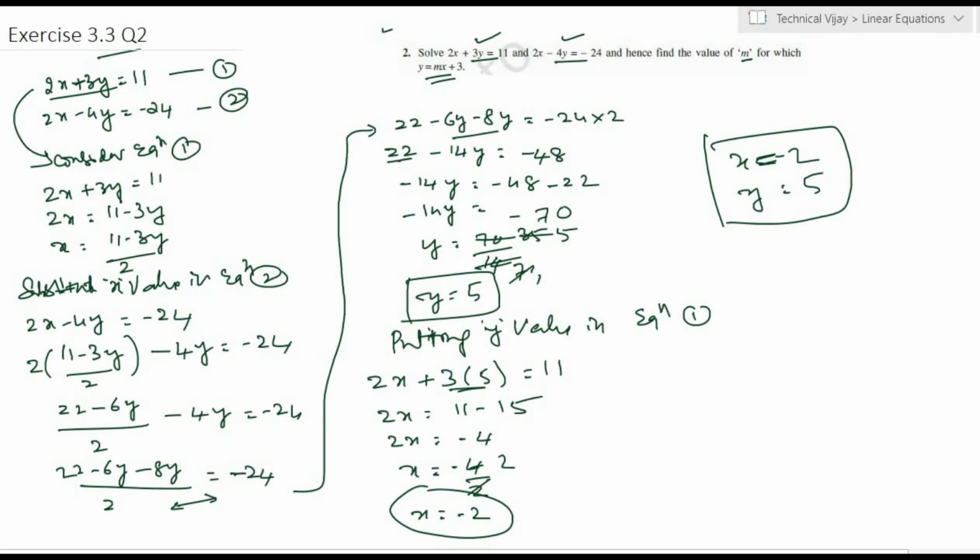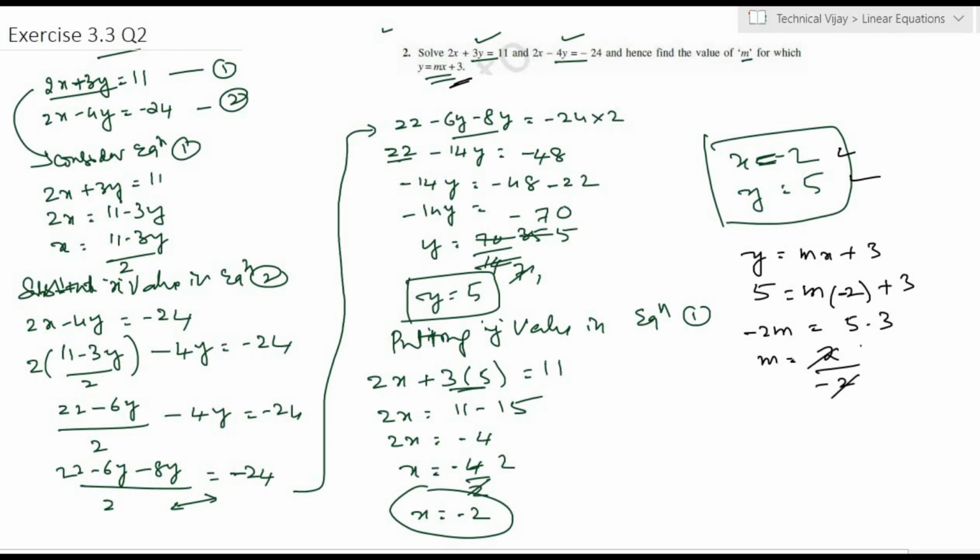So after getting these x and y values, what do we have to do? We have to substitute these x and y values into the equation y is equal to mx plus 3. So the y value 5 is equal to m, which we don't know, times x, which is minus 2, plus 3. So minus 2m is equal to 5 minus 3. So m is equal to 5 minus 3, that is 2, divided by minus 2. So 2 ones are 2. m is equal to minus 1. So this is the m value. So the m value will be minus 1.